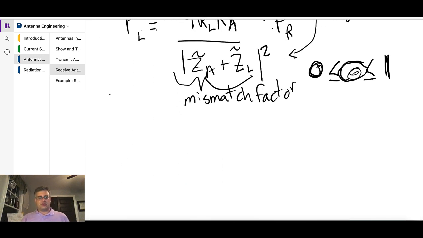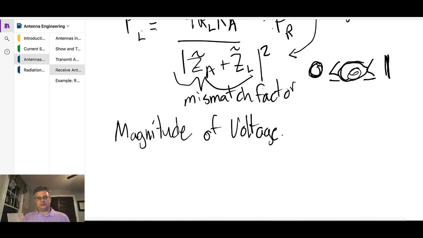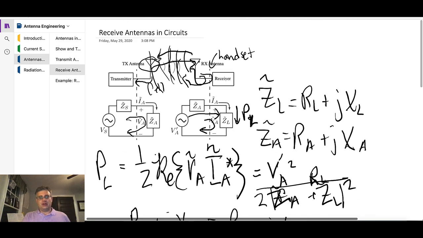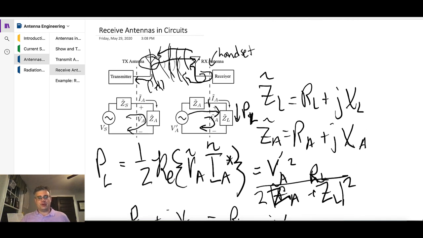Now, one other thing that I want to do at the receiver side that we didn't do at the transmitter side is talk about the magnitude of the voltage. If I solve the circuit theory components of this, I do the voltage divider and solve for voltage instead of power, V sub A is equal to the magnitude of the phasor V sub A, which is here on the output terminals of the antenna.